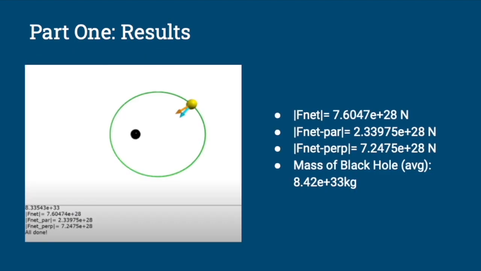And here are my results for part 1, where you can see that the magnitude of the net force is 7.6 times 10 to the 28 newtons, and the perpendicular component of the net force is 2.34 times 10 to the 28 newtons. And finally, the perpendicular component for the net force is 7.25 times 10 to the 28 newtons. And finally, the mass of the black hole, the average of all the iterations, would be 8.42 times 10 to the 33 kilograms. So now we'll go into part 2.